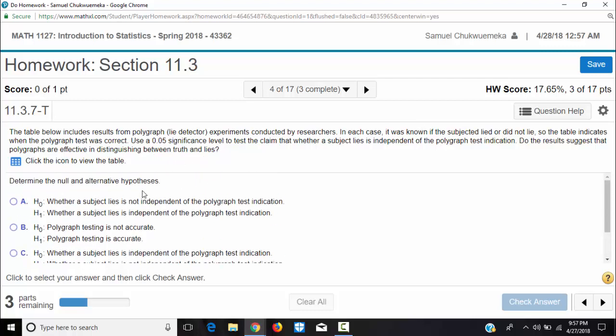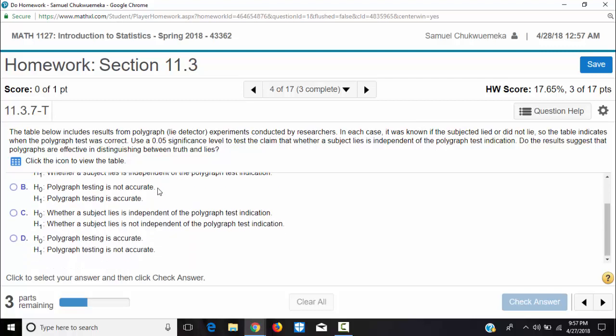Determine the null and alternative hypothesis. So the null hypothesis will always be that this variable is independent of this other variable. And the alternative will be that this variable is not independent of this other variable. So the correct option is C.